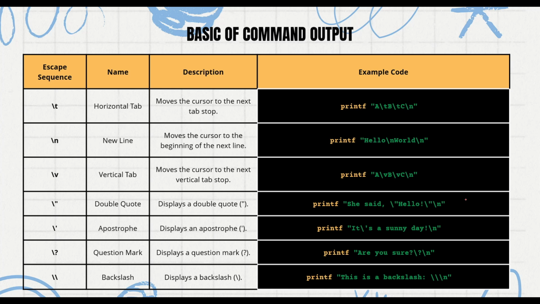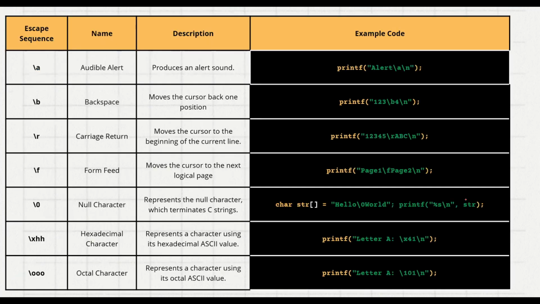Finally, we have \\. The backslash escape sequence displays an actual backslash in the output. For example, printf("This is a backslash \\") will display a single backslash. Next, we have \a, the audible alert. This escape sequence produces an alert sound, a simple beep, which can be used to grab the user's attention. In the example, this code will output the word alert followed by a beep.